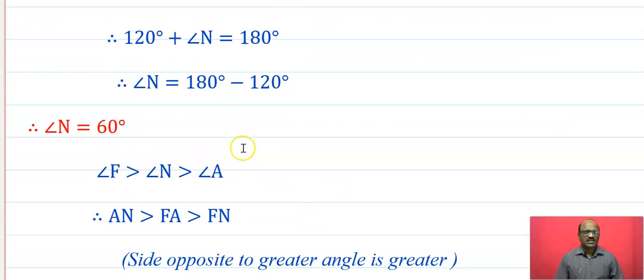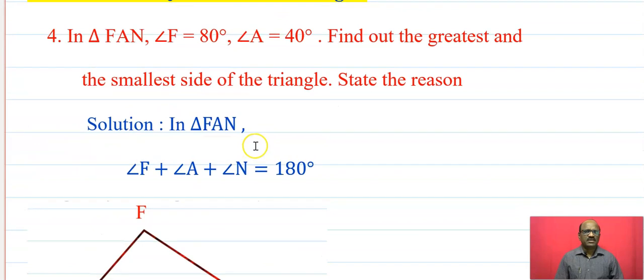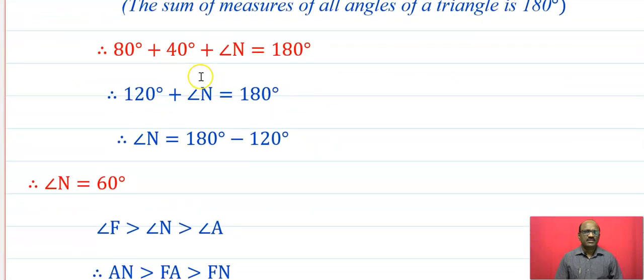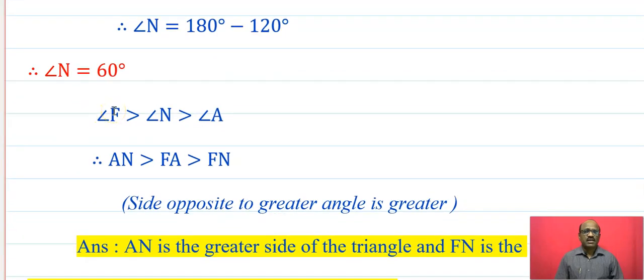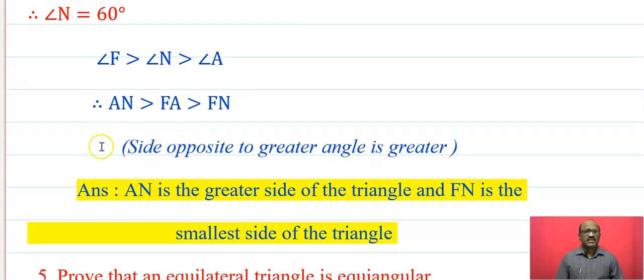Now the angles of the triangle are in this sequence. The greater angle is 80, next is 60, and last is 40. That is F, N and A. The side opposite to angle F is AN, the side opposite to angle N is FA, and the side opposite to angle A is FN. The side opposite to the greater angle is greater. Therefore AN is the greater side of the triangle, and FN is the smaller side of the triangle.